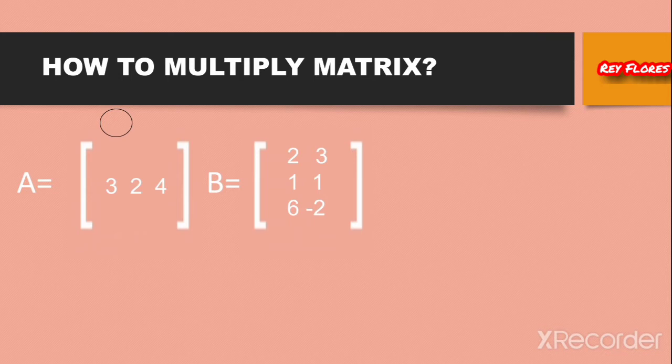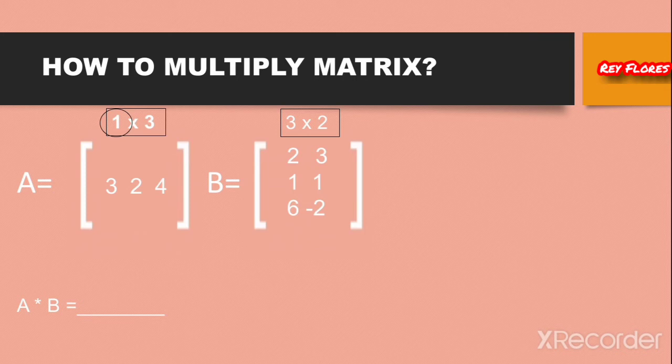So first, determine the sizes of the matrices. We have a 1 by 3 matrix, and the second is a 3 by 2 matrix. Since the number of columns in the first matrix is the same as the number of rows in the second matrix, these two given matrices are applicable for us to multiply.